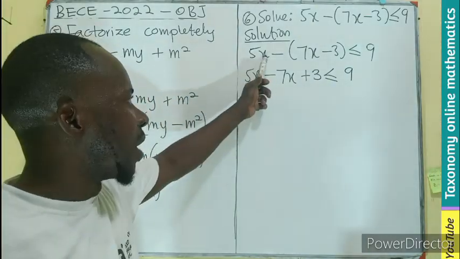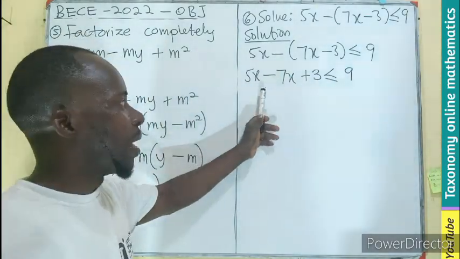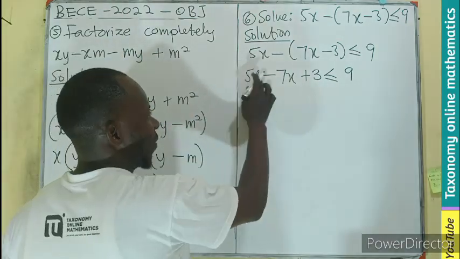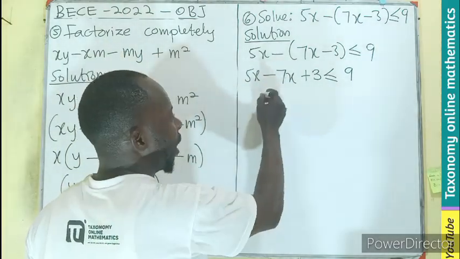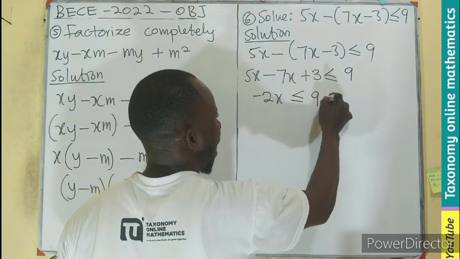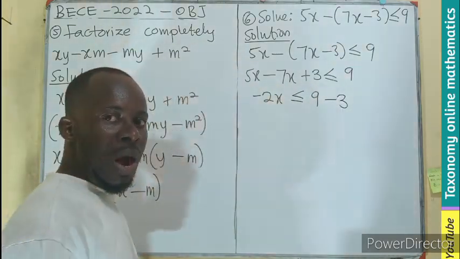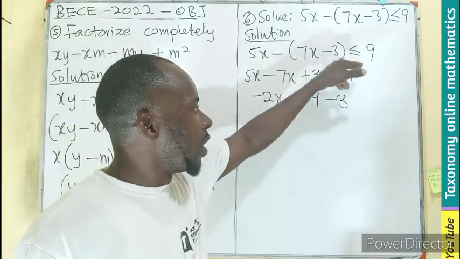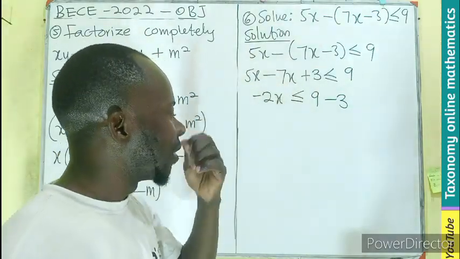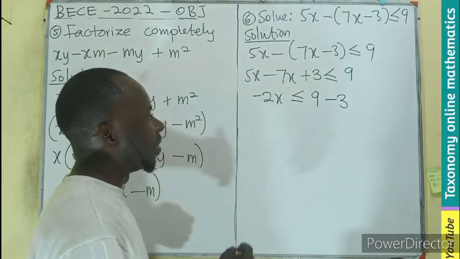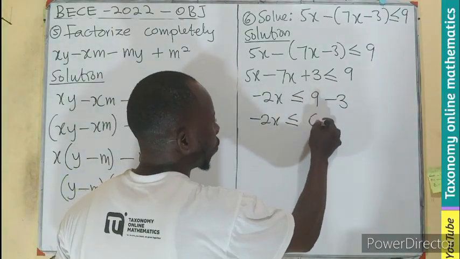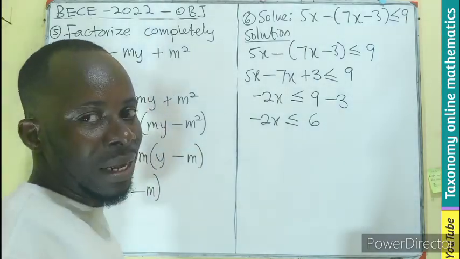So now you can see these ones are already grouped as like terms. So we transfer the 3 to the other side. So 5 minus 7 will give you minus 2x less or equals to 9 minus 3. Why minus 3? This is going in there to subtract. It's a positive 3. So when you cross the sign, it becomes negative. So minus 2x less or equals to 6. That is 9 minus 3.